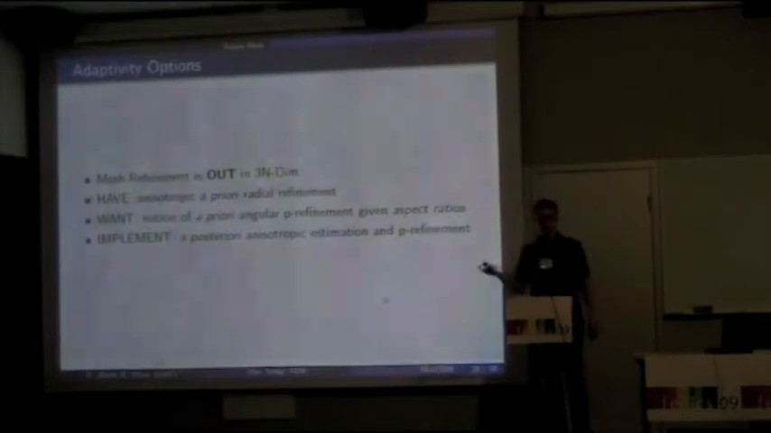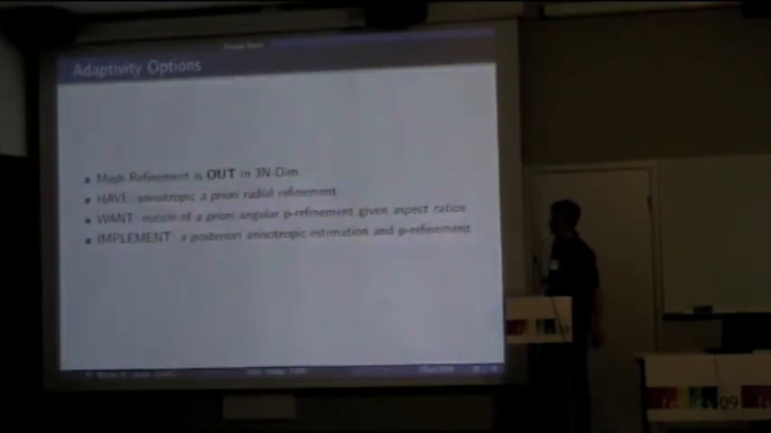Although there is a very simple topological way of refining a prism mesh into simplices. It's just not something we want to do in 3n dimensions because it would give us exponential blow-up. So we have a way of a priori doing radial refinement, but we want a notion of a priori angular refinement, and one way to do this would be the aspect ratios. We also want an a posteriori anisotropic estimate and P refinement.